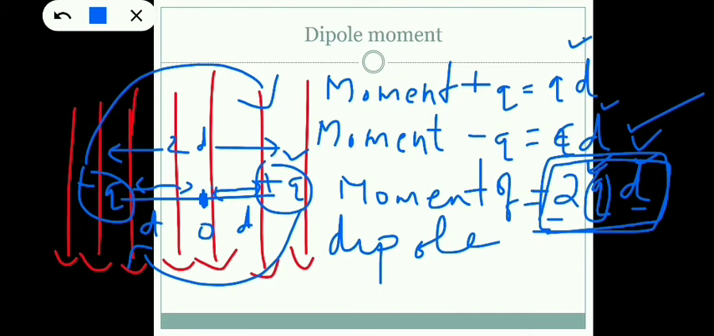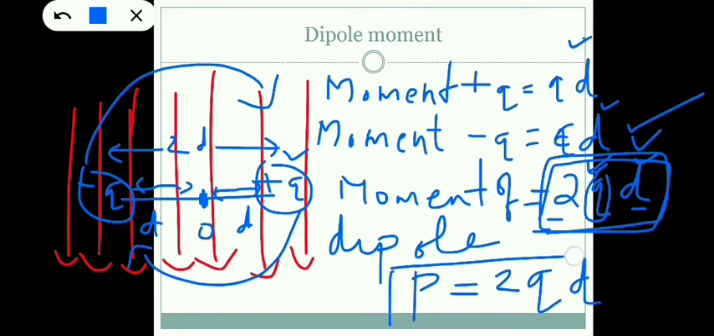Okay, and this dipole moment is denoted by the symbol P. So we can write P is equal to 2qd. This expression is very important. You must remember this expression. Dipole moment P is equal to 2qd.